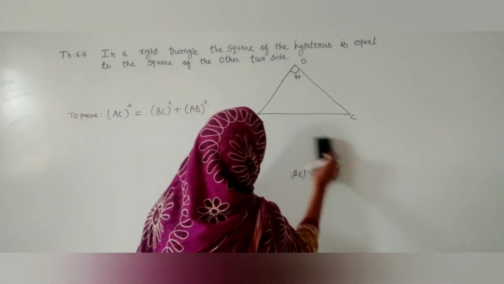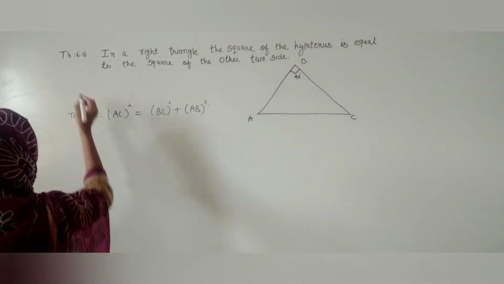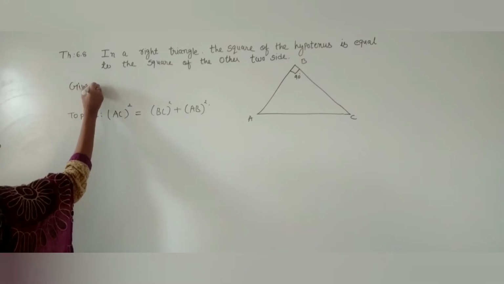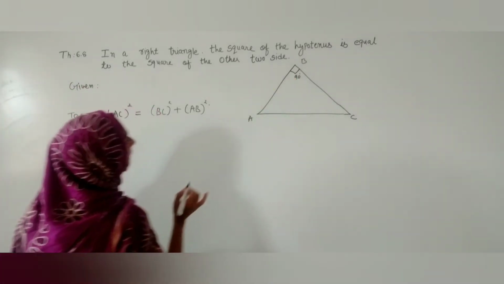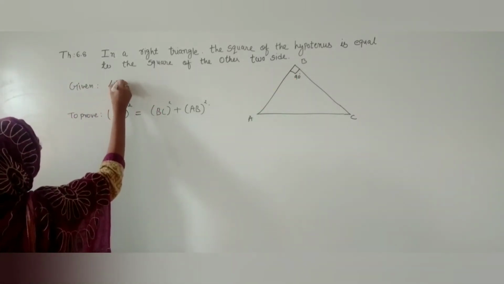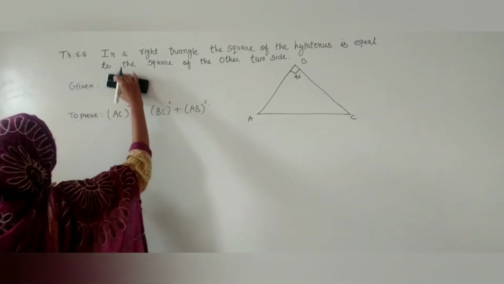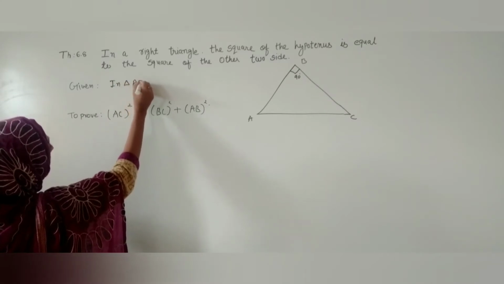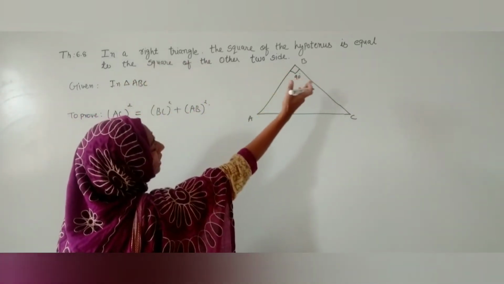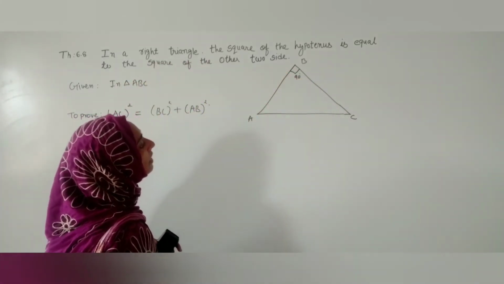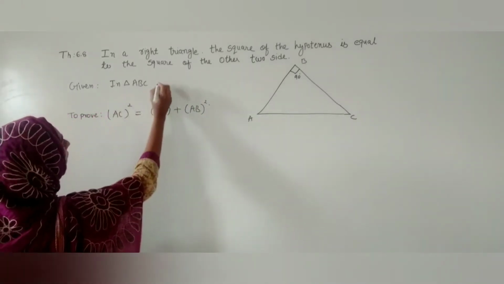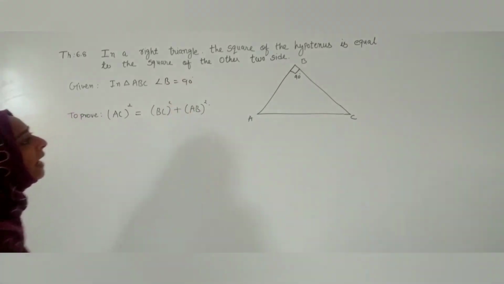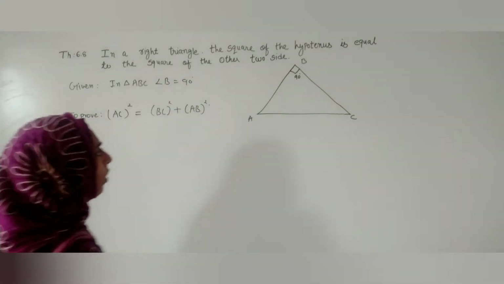But what is given to us? Let us also write what is given. Let us write in 'given' that angle B is 90 degrees. So let us write that in triangle ABC, because nothing is given in the question. All this we have designed, so we have to mention it. So in triangle ABC, angle B is equal to 90 degrees. They have given it like this. Now how will we prove it?